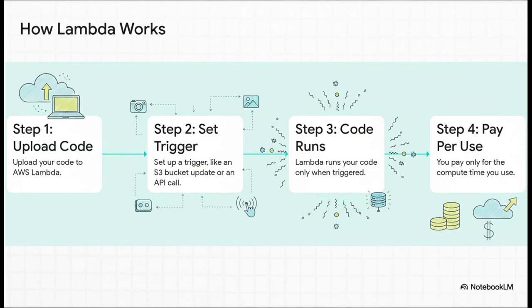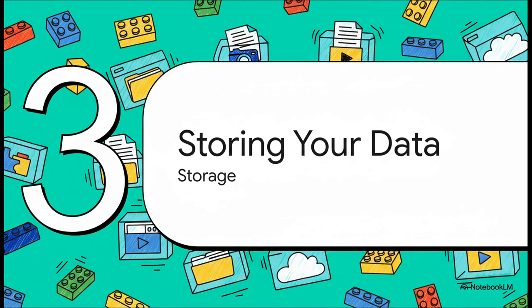Right, so this whole thing works on an event-driven model. It's super simple. You just upload your code, you connect it to a trigger, say every time a new photo gets uploaded or a user clicks a button, and that's it. AWS takes care of the rest. It runs the code when it needs to and scales it automatically. It's just incredibly efficient.